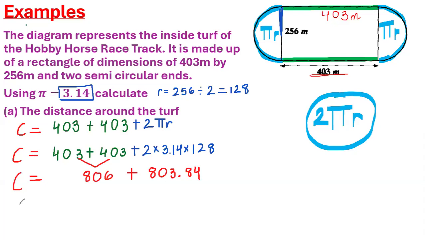And so now all we need to do is add 803.84 plus 806. That's gonna be 1,609.84. Very good.